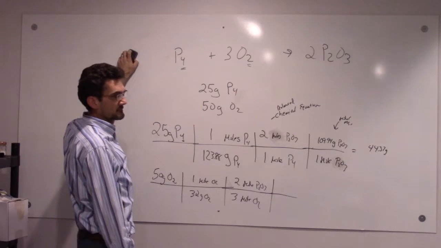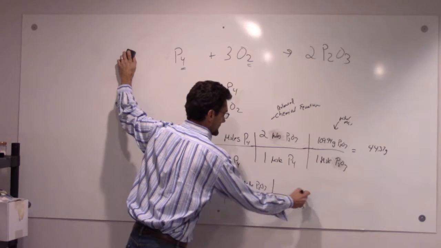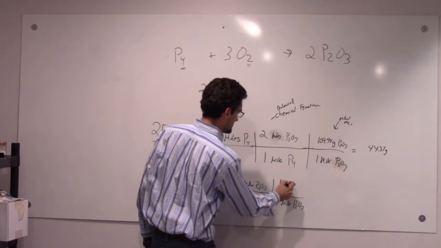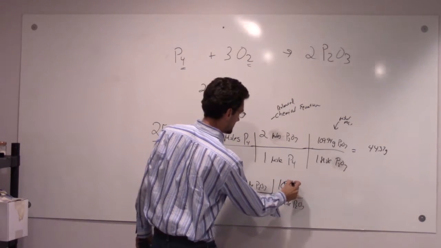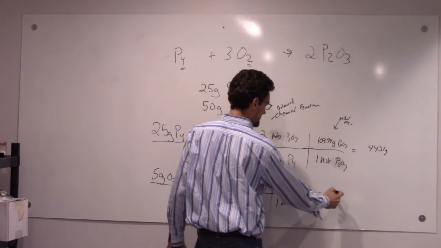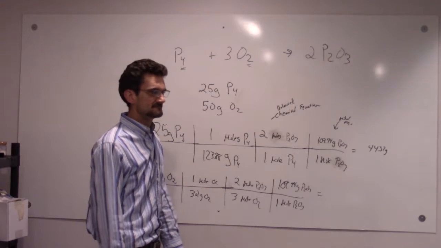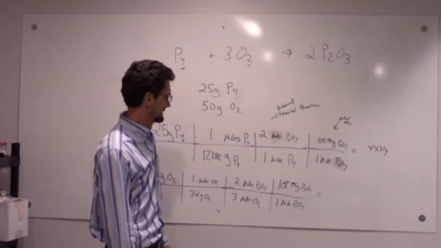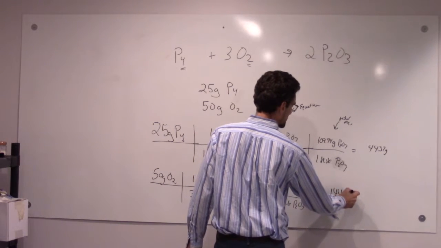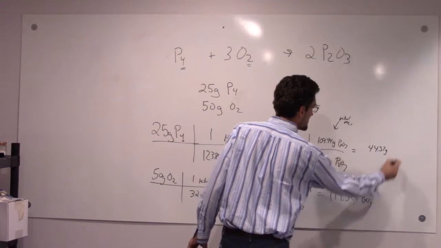And then we got it in moles of P2O3. 1 mole of P2O3 equals how many grams of P2O3? 109.94 grams of P2O3, leaving us with how many grams? Someone plug and chug it. 144? That's the one I got. 144.52 grams of P2O3.